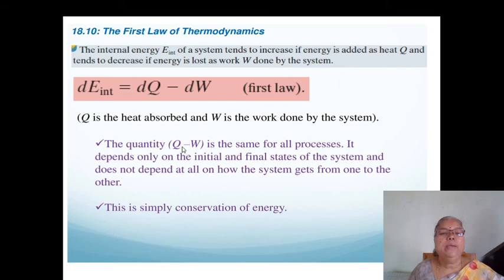The quantity Q minus W is the same for all processes, and it depends only on the initial and final states of the system and does not depend at all on how the system gets from one state to the other. This is simply conservation of energy. That means the difference Q minus W is equal to the change in internal energy of the system.